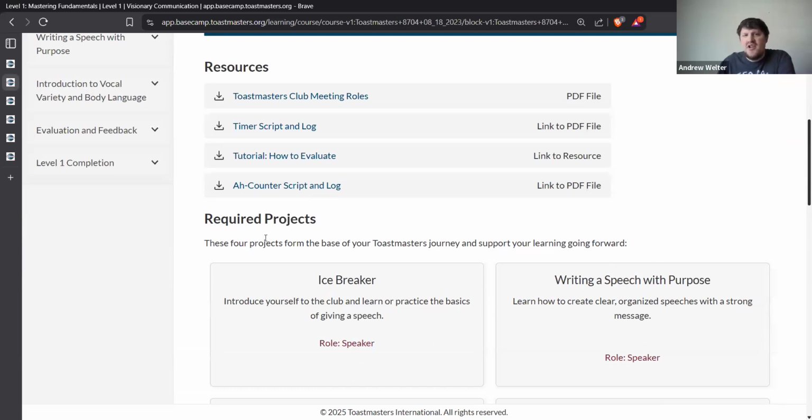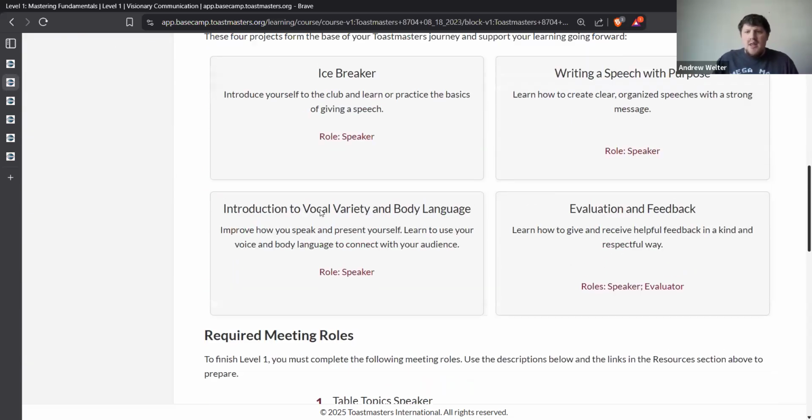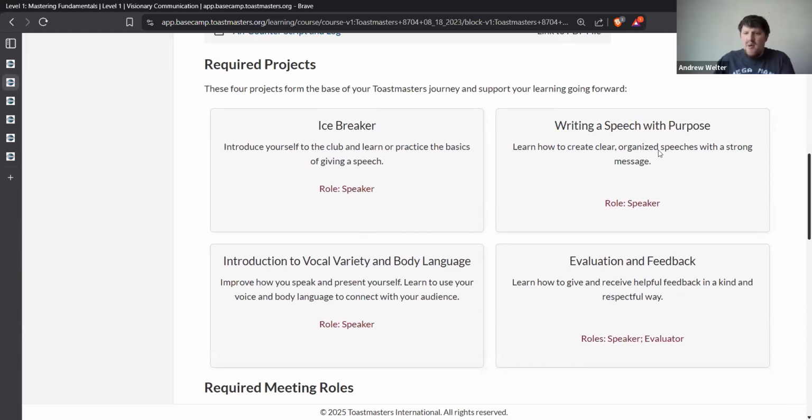For example, one of the first things you're going to do is become a timer. So they have the information about the timer, script and log, a counter, again, the same sort of thing, the meeting roles, and then how to evaluate. So they have those resources for the roles that you're going to have to complete in this level. Obviously, you might do more that's not required of the level, but they're just going to give you those, so that if it's a new member, they're not overwhelming them.